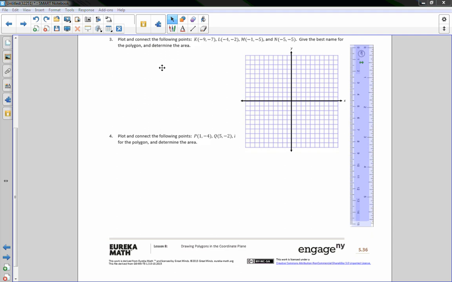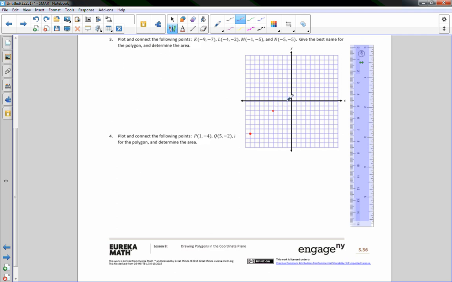Okay, so here's number 3. It says plot and connect the following points. So the first thing I'm going to do is plot these. I'll use red this time. K is -9, -7. So left 9 and down 7, which is right here. And then left 4, 1, 2, 3, 4, down 2 is L.